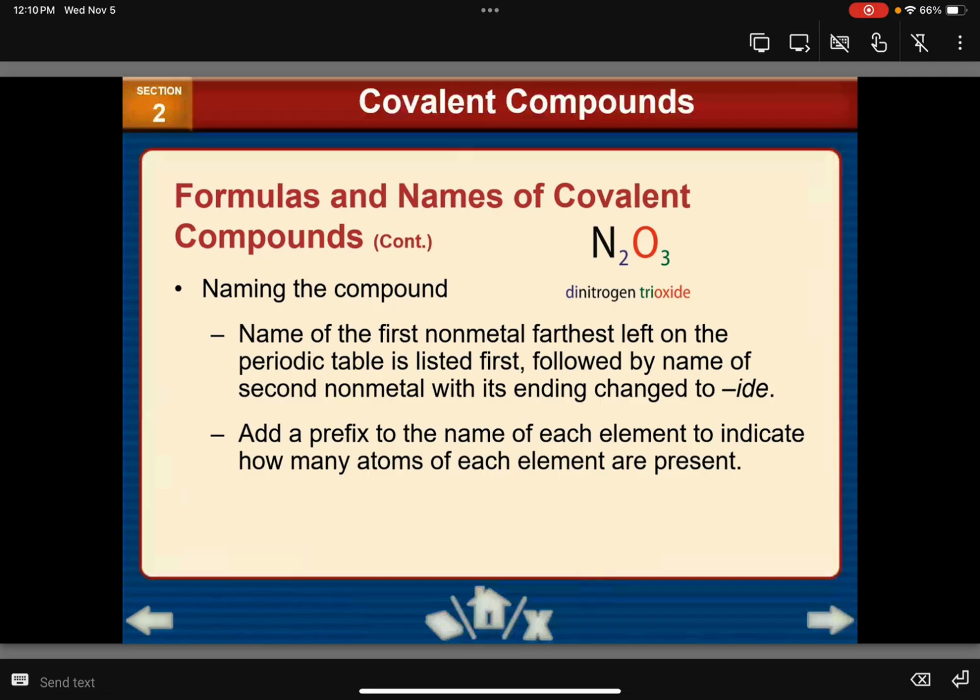And there is an exception, which I'm going to talk about on the next slide so that you can see the example there.